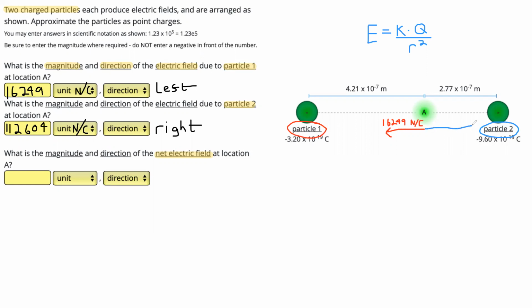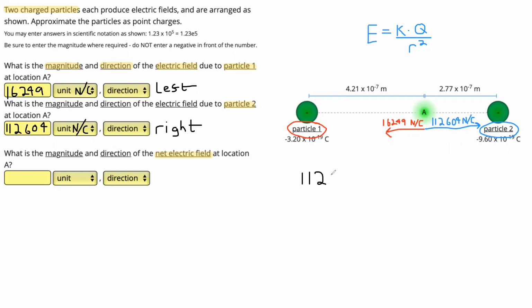It's 112,604 newtons per coulomb. So since these electric fields are pointing in opposite directions, they're going to cancel each other out, and we're going to need to subtract them to get our net electric field. So I'm going to do that here.